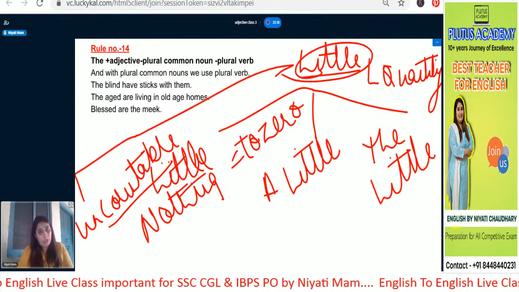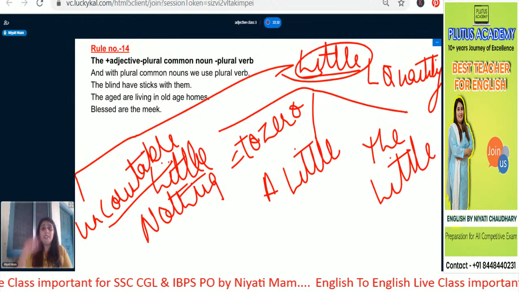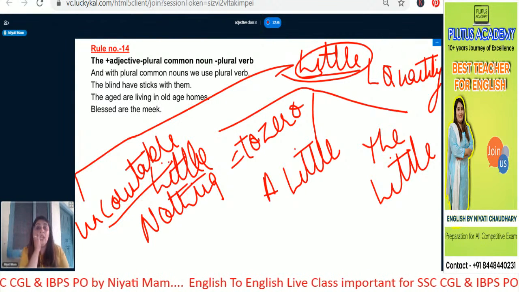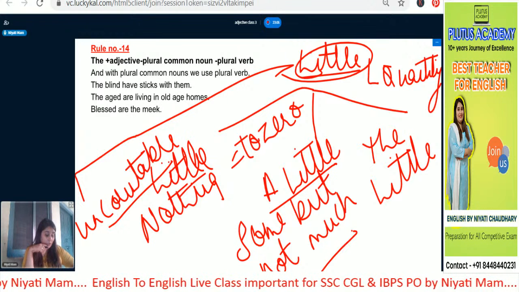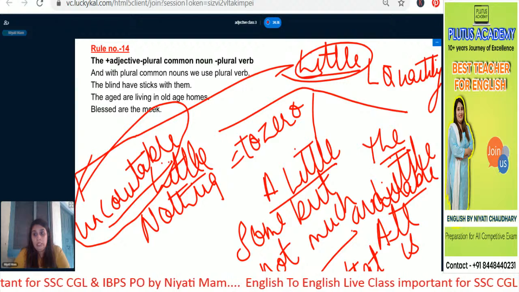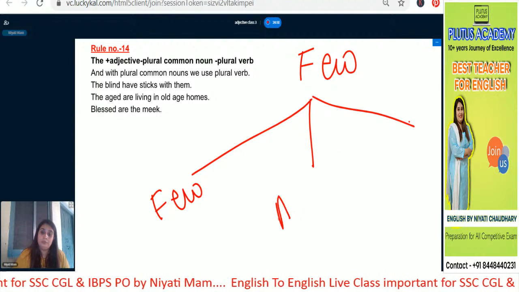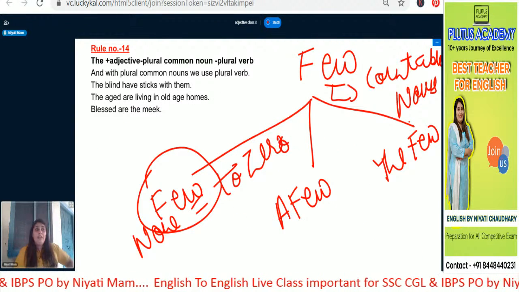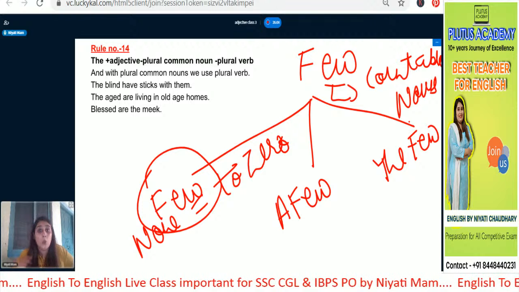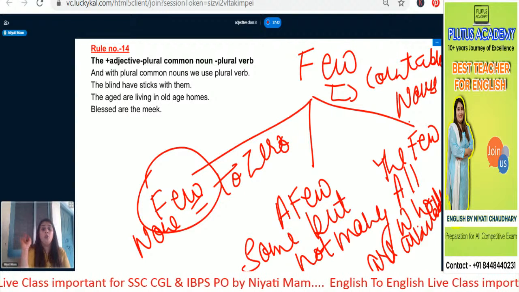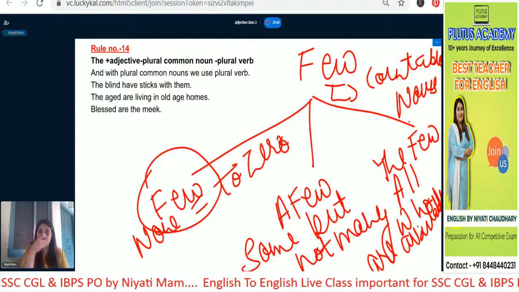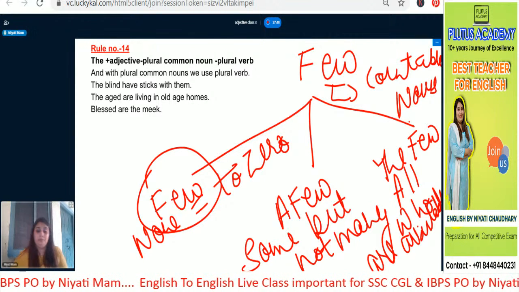Little is of course a negative word. Little does not mean something very small. Little means almost nothing, equivalent to 0. Some but not much. If I say few, if I say there are few students in the class, that means there is no student in the class. Is that clear to everyone? Okay.